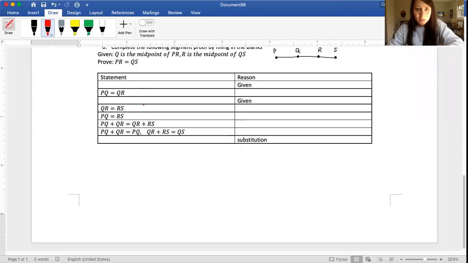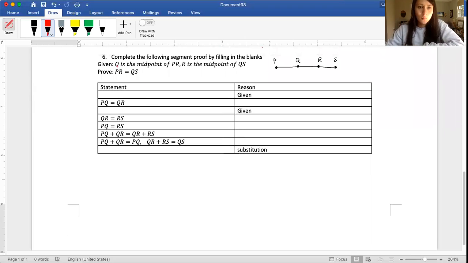And then down here, let's take a look at this one. The given is that Q is the midpoint of PR, so Q is the midpoint here. And R is the midpoint of QS. We're trying to conclude that PR and QS are equal, okay? So what's given here, I'm going to write: Q is the midpoint of PR. And then it looks like they've made a conclusion from that statement of PQ equals QR.